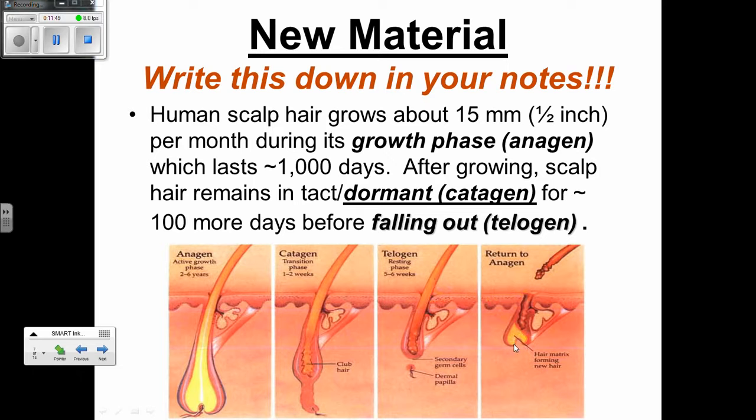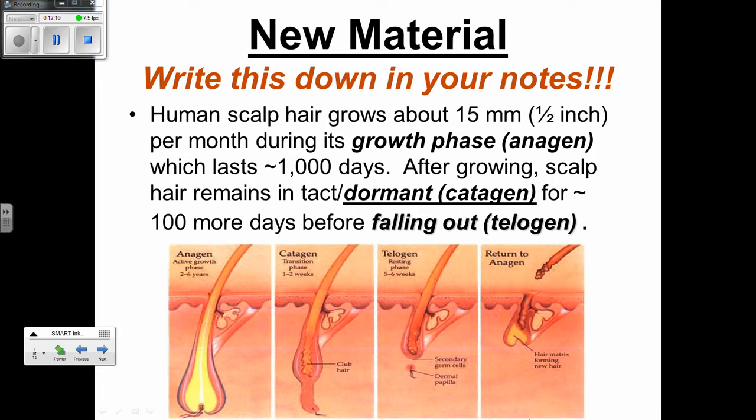And so then it'll restart the anagen phase, catagen, telogen. After it breaks off, you'll get the anagen phase starting again. So it's a cycle that continues over and over and over until you get old and it decides to not start growing back, which stinks. Trust me, I know.